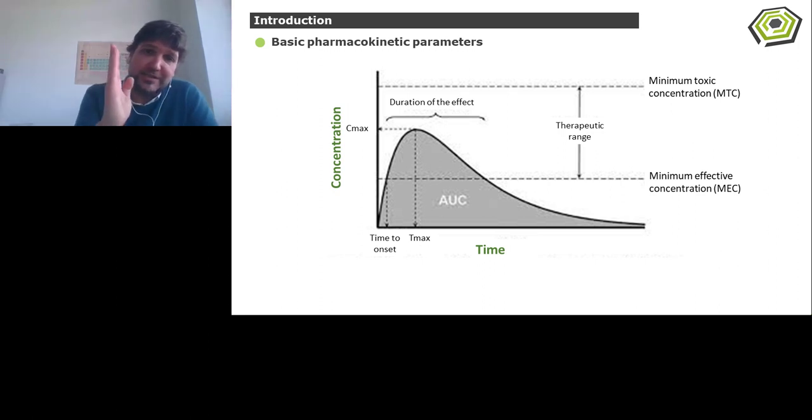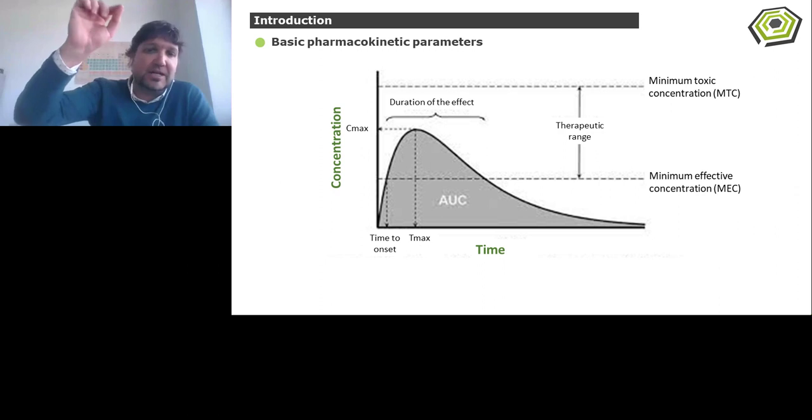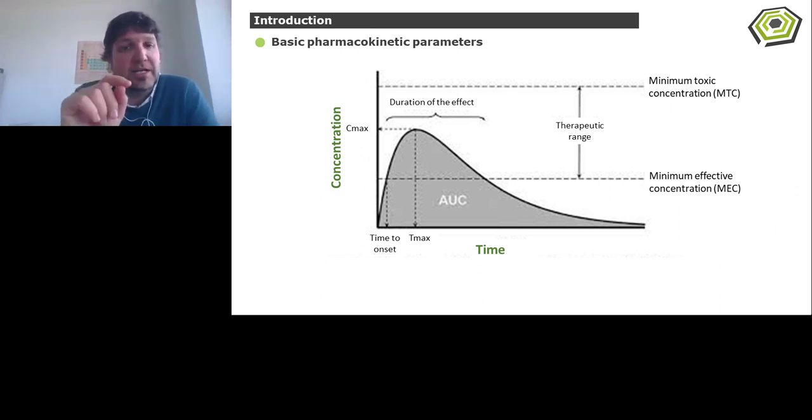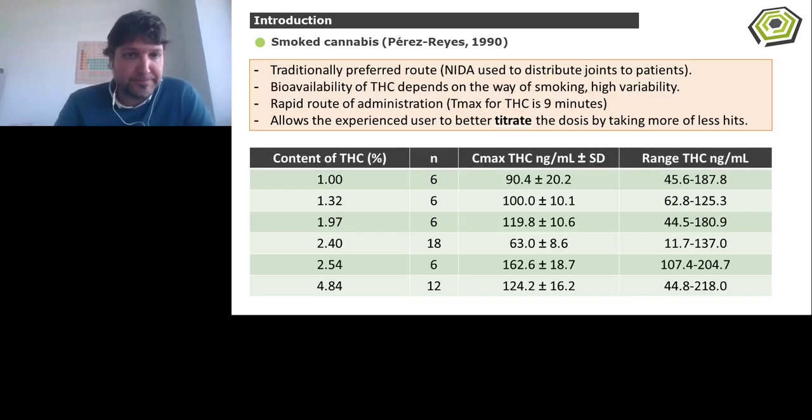The Tmax is the time it takes for the drug to reach the maximum concentration in the blood, and the time to onset means how long it takes for the drug to reach the minimum effective concentration. So how long is it between when we take the drug and when we feel the first effects.